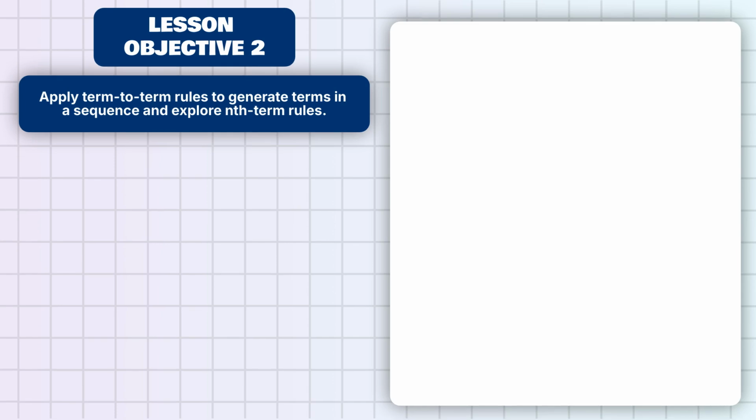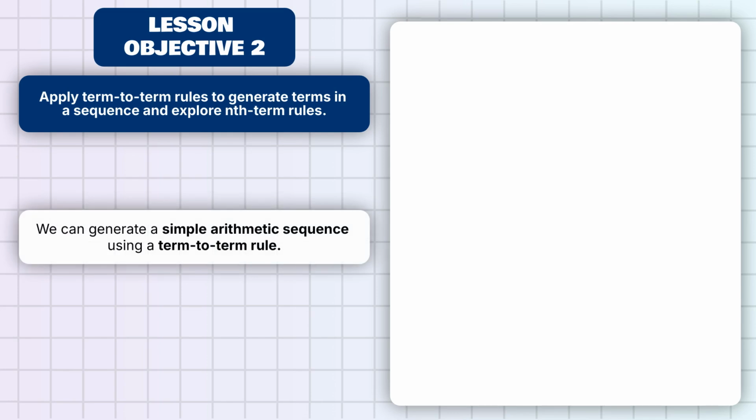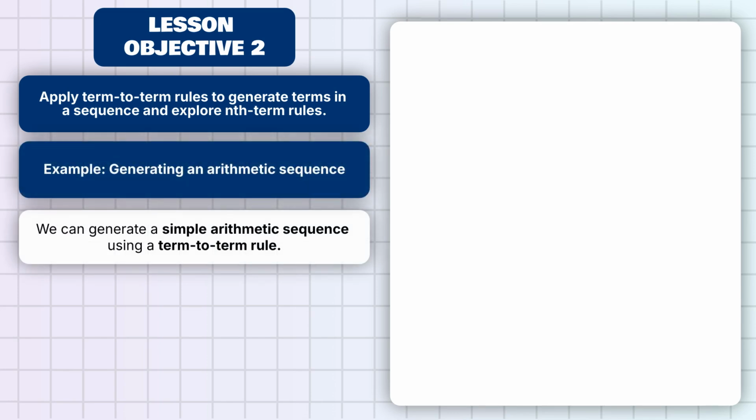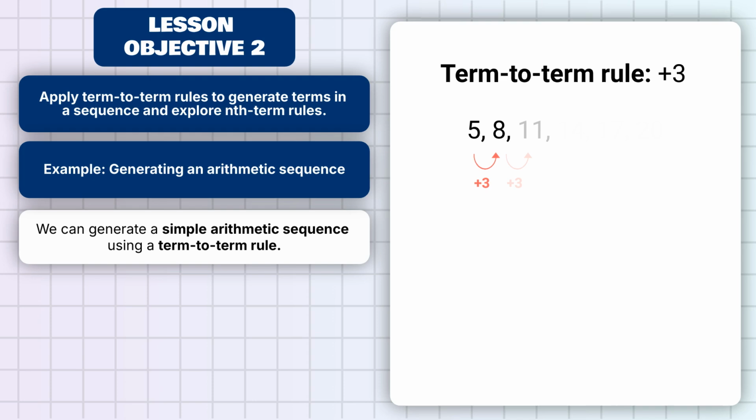Let's consider some examples to see term-to-term rules in action. First, let's practice generating a simple arithmetic sequence. Suppose we have the following rule. Start with 5 and add 3 to get the next term. The sequence would look like this. First term equals 5. Second term equals 5 plus 3, which is 8. Third term equals 8 plus 3, which is 11. Fourth term is 11 plus 3, which is 14. And so on.